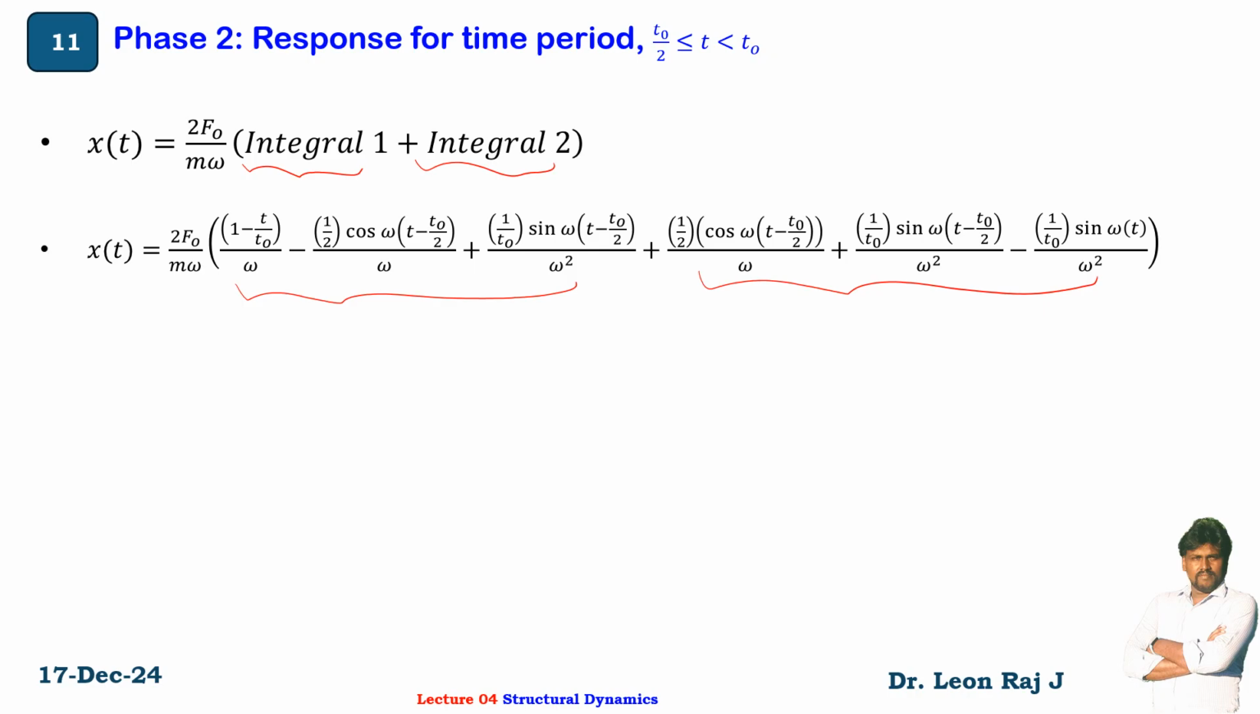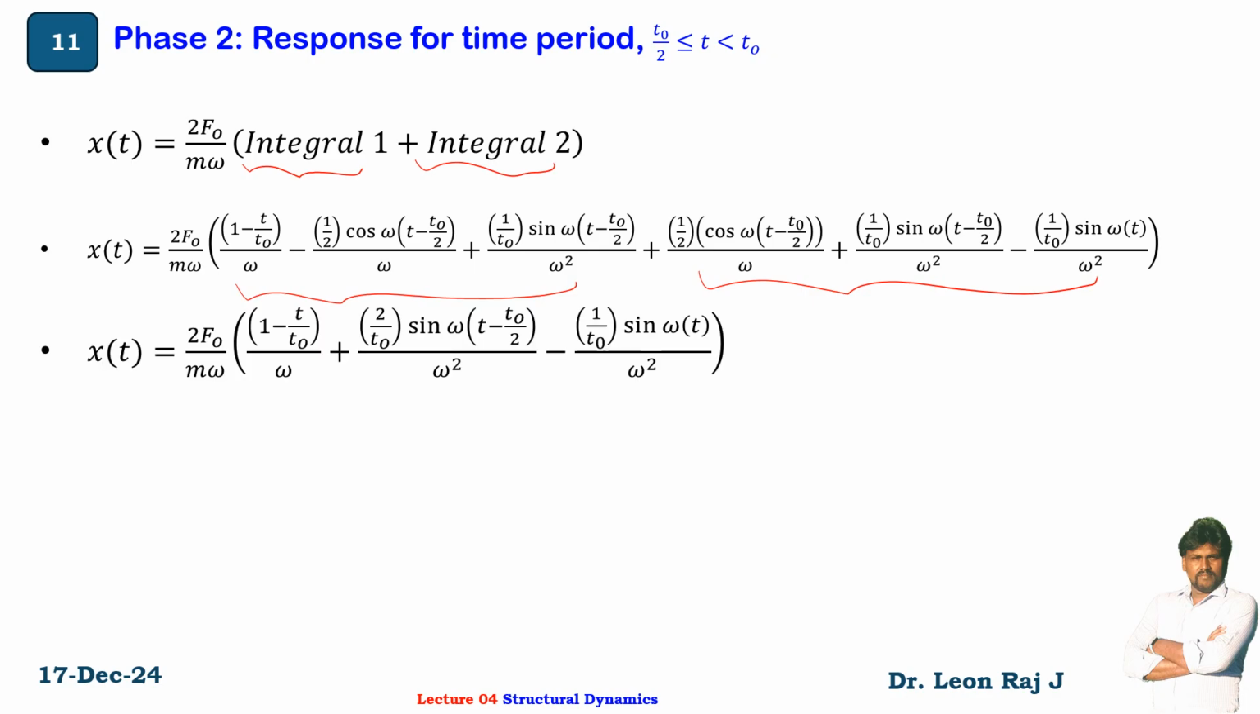1 by 2 cos omega (t minus t0 by 2) divided by omega plus 1 by t0 sine omega (t minus t0 by 2) minus 1 by t0 sine omega t. So just subtract the terms and it will be further simplified to (1 minus t by t0) divided by omega. So this cos term gets cancelled. This term and this term get cancelled. You will get only 1 by t0 sine omega t divided by omega square, and this one and this one will be added together, and you will get 2 divided by t0 sine omega (t minus t0 by 2).